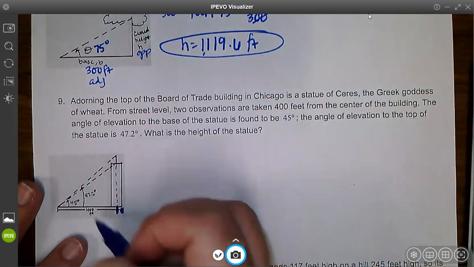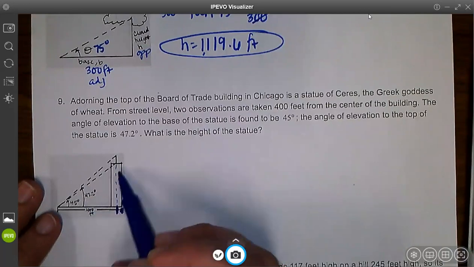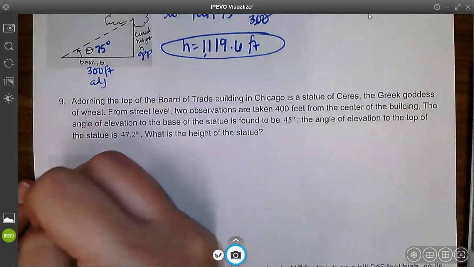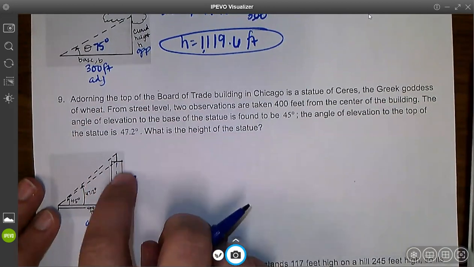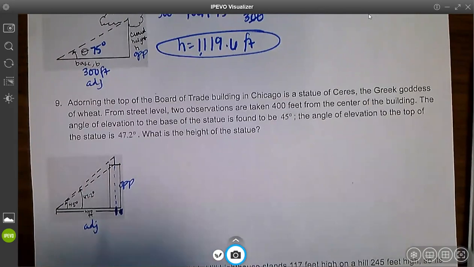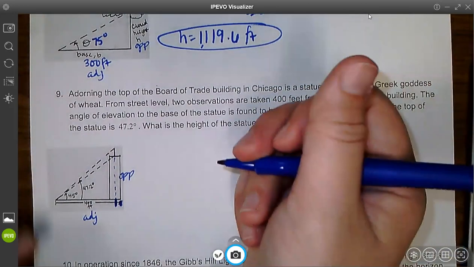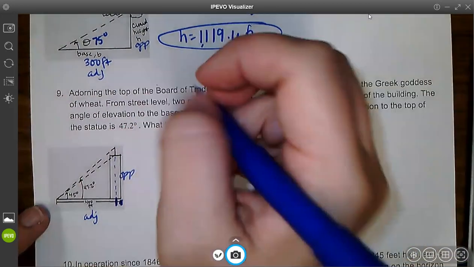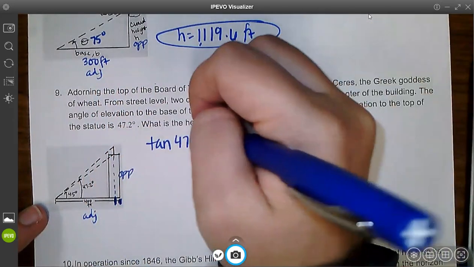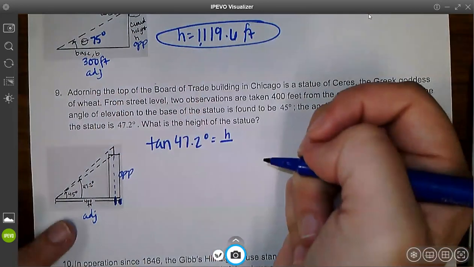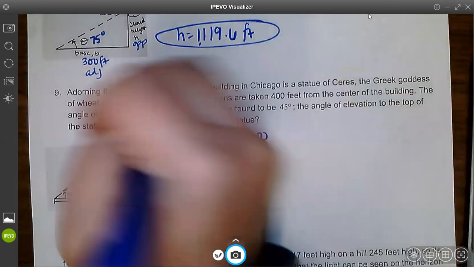So if this, and this diagram is slightly off, sorry, if this is 400 feet, and this is 45, and this is 47.2, I can use the tangent because I have my opposite over here and my adjacent here, of each of these, to find the height of the overall, and then the height of just the building, and subtract the 2 to find the height of my statue. So to find the height of the whole thing, I'm going to use the angle 47.2. So I have the tangent of 47.2 degrees equals my opposite, which is my height overall, over my adjacent, which is 400. Multiply both sides by 400.